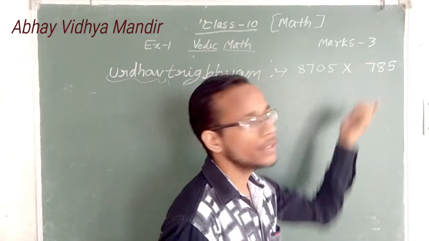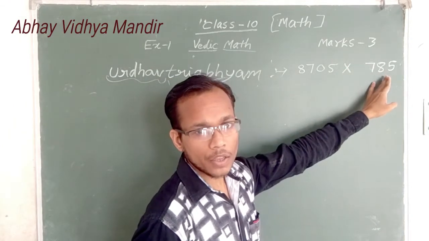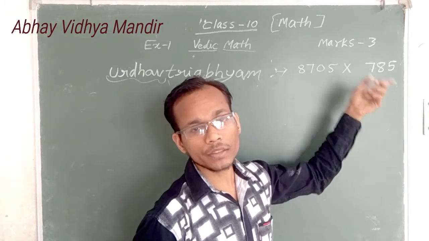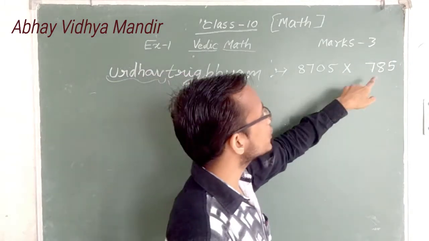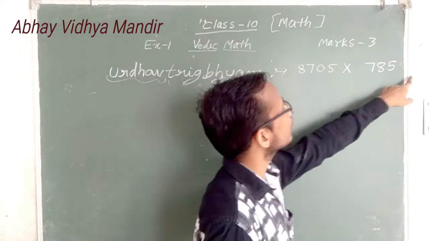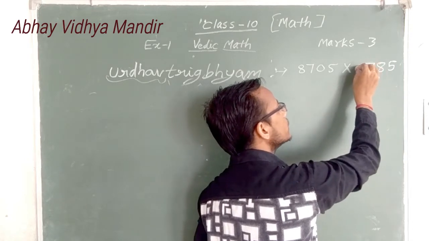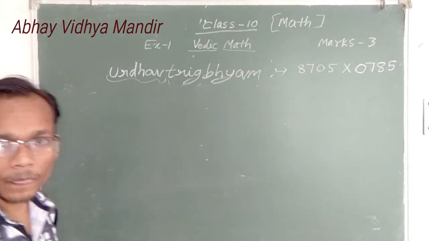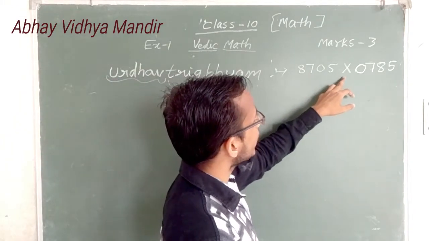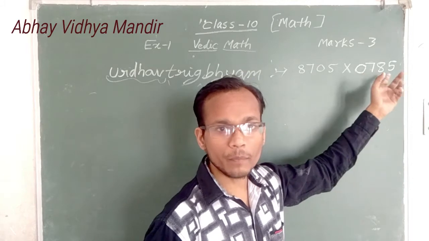So what will we do? We have to make equal digits. To make equal digits, we have to add a digit. So what digit can we add? 0. So you add 0 here, before the 7. The numbers become 8705 and 0785, because 0 won't impact this.